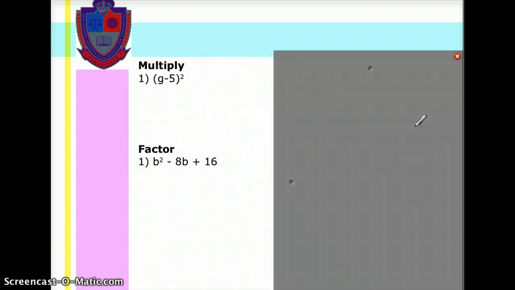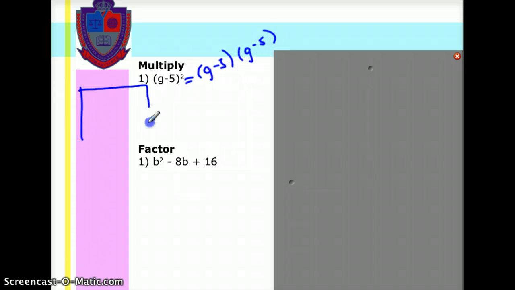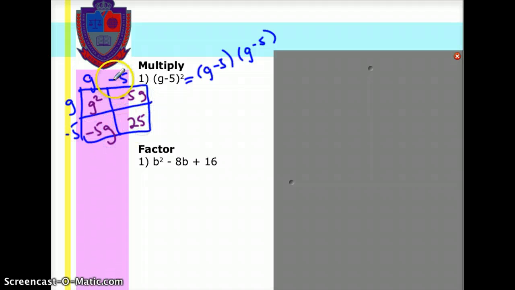But let's see how this works now. Again, it's a simple review. g minus 5 squared. Remember, this is the same as g minus 5 times g minus 5. And I like my box method. I will do this: g minus 5 and g minus 5. Let's go ahead and fill this in. g squared, minus 5g, minus 5g, but this is a positive. Negative times a negative is a positive. Combining my like terms right here that I outlined in yellow, I will get g squared minus 10g plus 25.